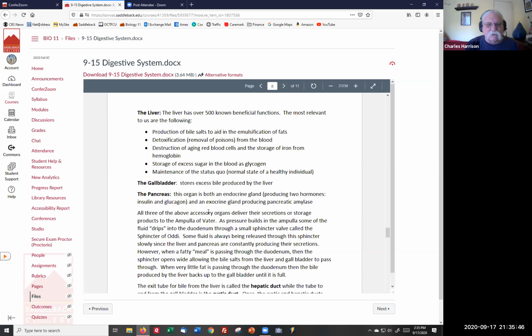Okay. Some of the calcium oxalate can be removed or detoxified by the liver. The liver's not perfect.